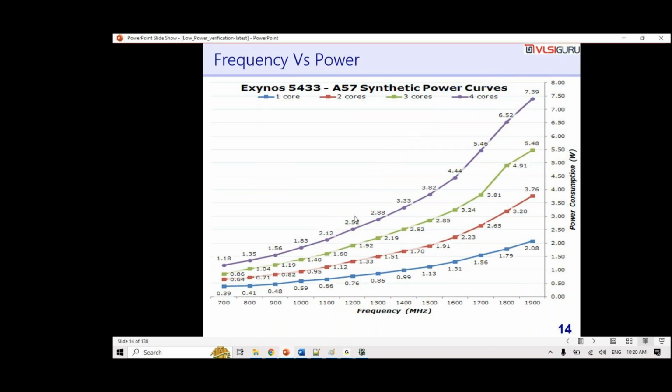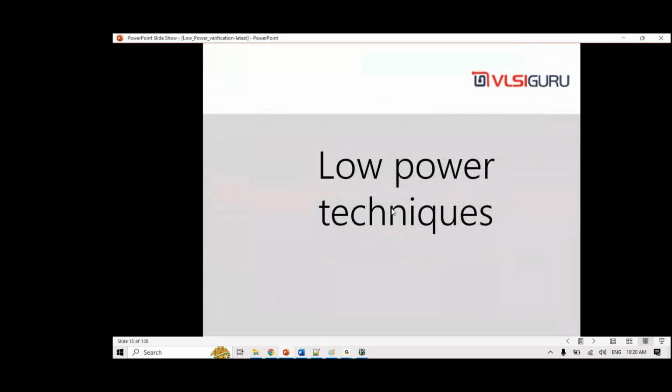The same thing will apply for other things as well, I mean, other numbers of cores as well. Okay. So now let us talk about the low power techniques. Now we'll get into the core of our training, that is the UPF and how UPF is related to the low power techniques.